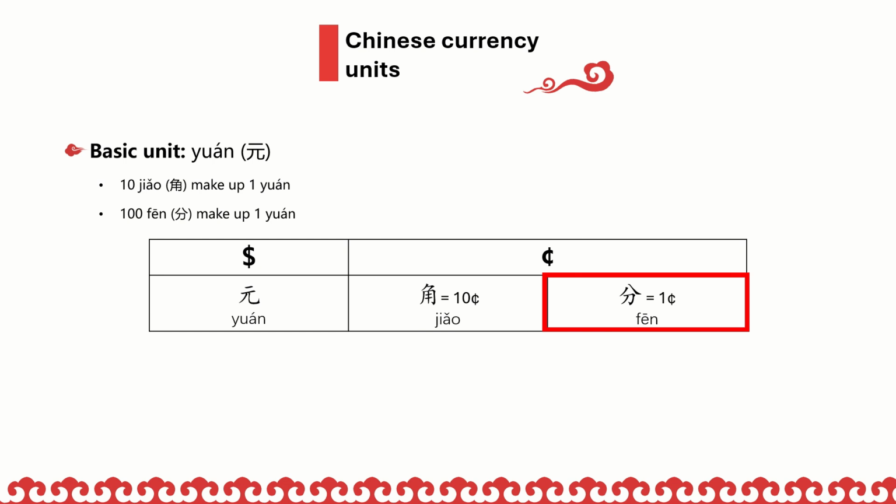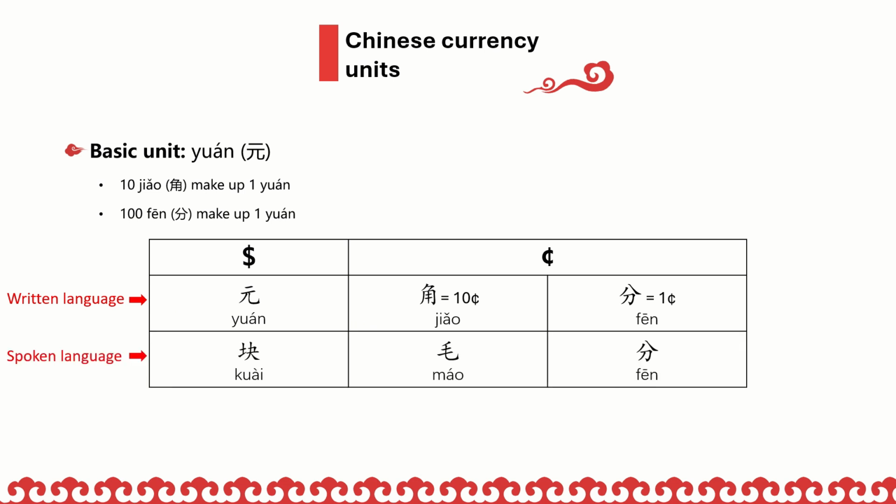Now, it's important to be aware that these names for the currency units are different in written and spoken Chinese. In written Chinese, so we're talking about on banknotes, on coins, on price tags, in the shops, on legal contracts, these units are written like this: yuan, jiao, fen. However, in spoken Chinese, we call the yuan kuai. We also call the jiao mao.